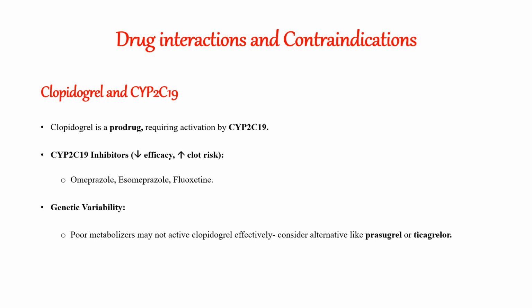Additionally, genetic variability significantly affects response. Individuals who are poor metabolizers due to CYP2C19 polymorphisms may not convert clopidogrel efficiently. In such cases, alternative agents like prasugrel or ticagrelor, both of which do not depend on CYP2C19 for activation, are often preferred to ensure adequate platelet inhibition.